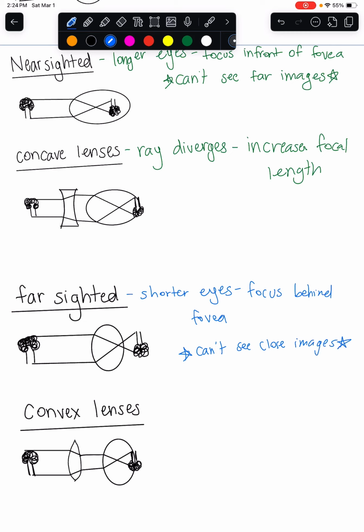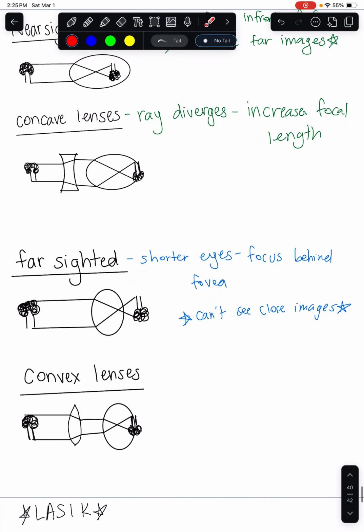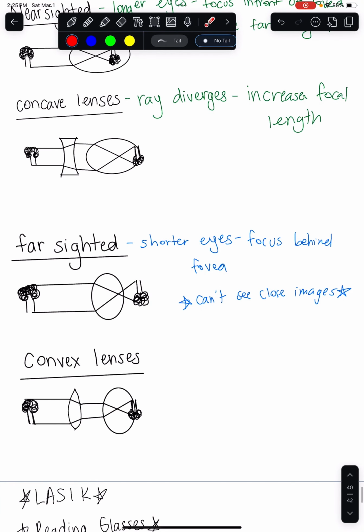All right, and so we need to help them be able to see images and make it so that when those light rays come in, they need to be bent a little bit more so that it can now focus on the fovea instead of behind it. So they have what we call a convex lens. So you'll notice it's kind of the opposite shape. It is more circular. It goes outwards instead of inwards.